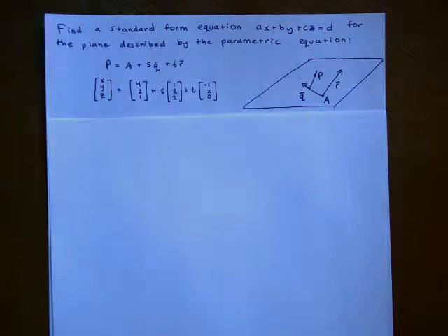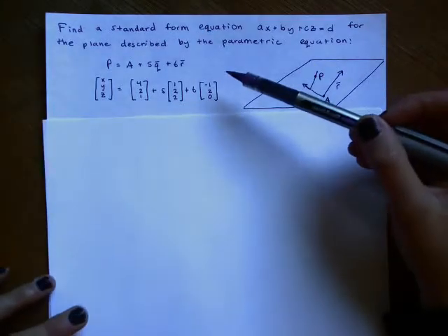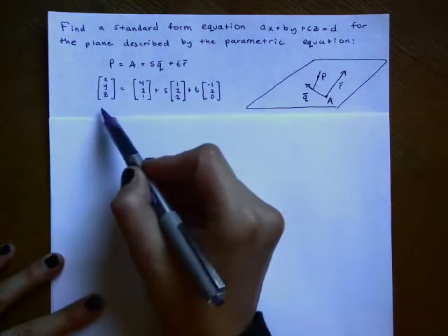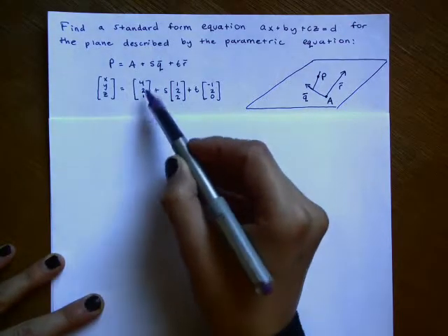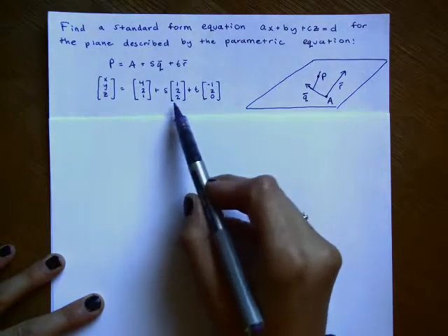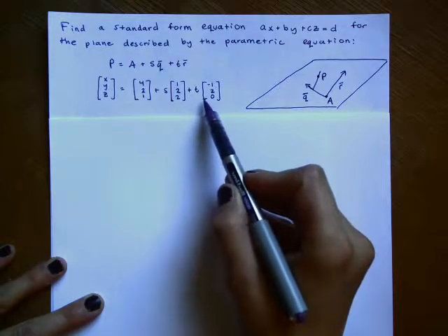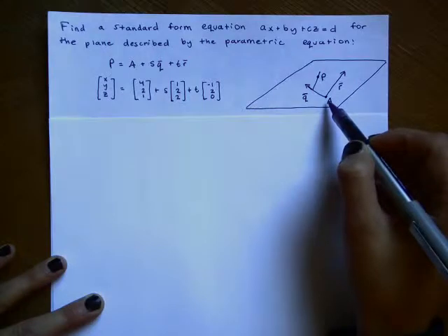In this example, we are to find a standard form equation ax plus by plus cz equals d for the plane described by the parametric equation here. So in this parametric equation, we can describe any point P on the plane as a combination of a known point A plus some part of vector q, which is on the plane, plus some part of vector r, which is on the plane. So in this diagram here, A is our known point.